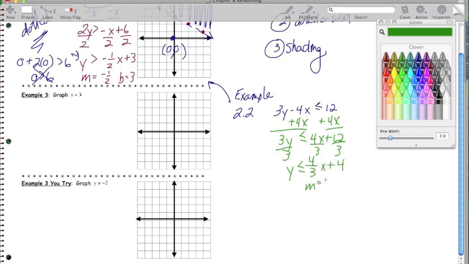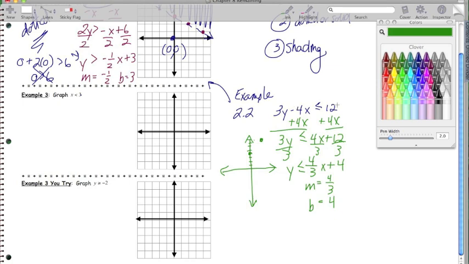My slope is 4/3. My y-intercept is 4. I'm ready to go ahead and graph. So I'll make a little makeshift graph right here. I'm going to plot my 4. I'm going to go up 1, 2, 3, 4, put a point, and then I'm going to do my rise over run. So 1, 2, 3, 4, 1, 2, 3. So again, this is a rough sketch, but just to get an idea of one more practice one.